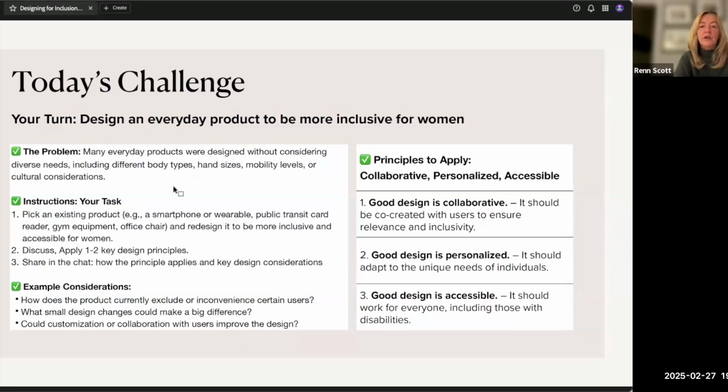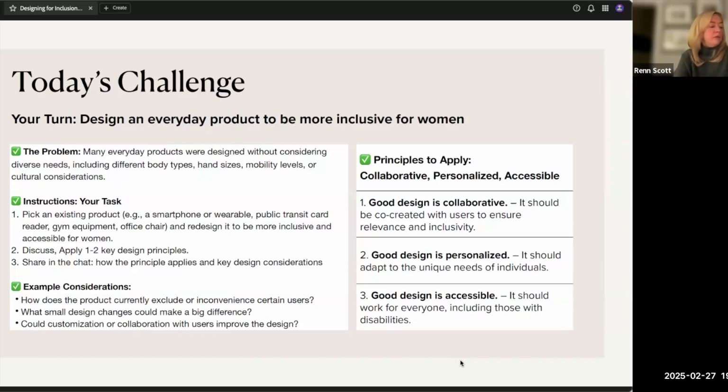And from there, you are going to discuss 1 to 2 of the design principles, which are presented here on the right-hand side. Good design is collaborative, good design is personalized, and good design is accessible. So I'll ask everyone to just take a moment, do a screenshot so you can reflect on these.